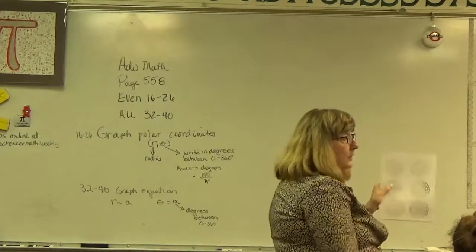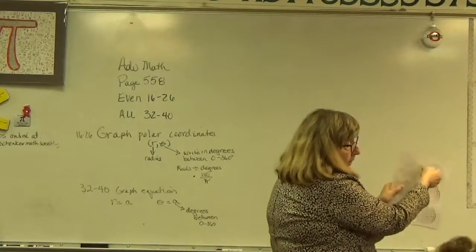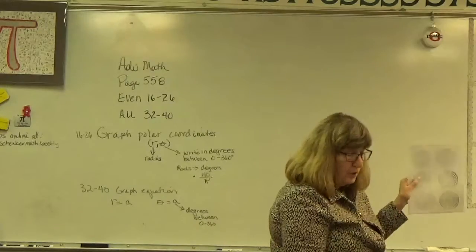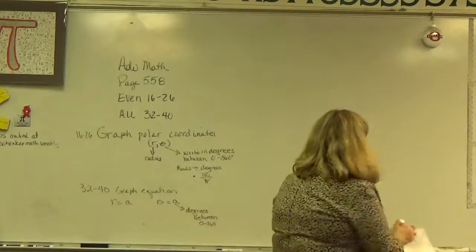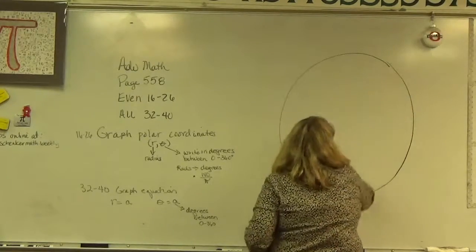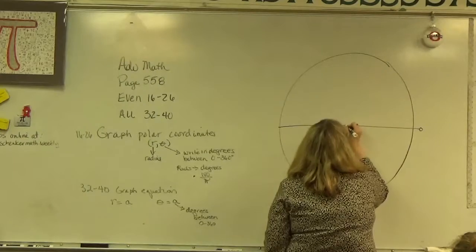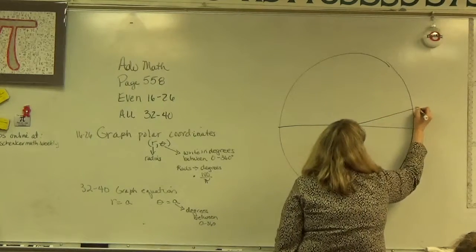Is that the big marks or the little marks? The lines. So it goes by 15 degrees all the way around that circle. So here's a big version of it. This is 0. The next one is 15.